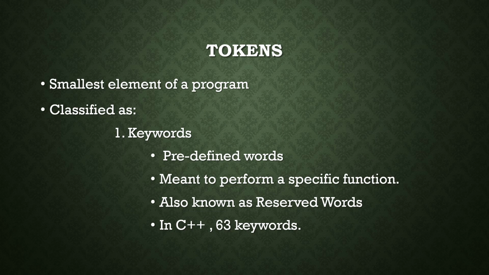Next term is tokens. A token is the smallest element of a program that is meaningful to the compiler. So tokens can be classified as, number 1, keywords. Keywords are predefined or reserved words in a programming language. So each keyword is meant to perform a specific function in a program.